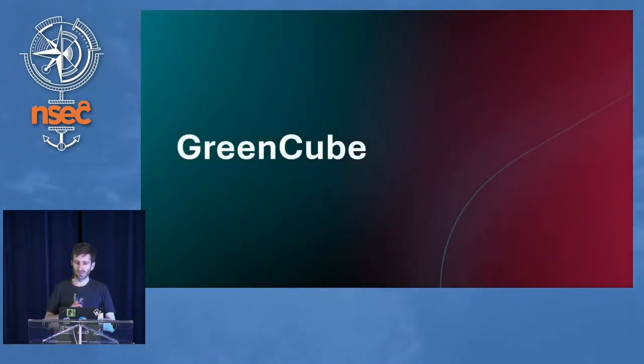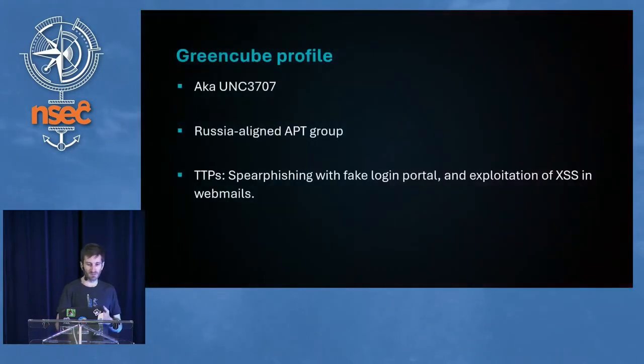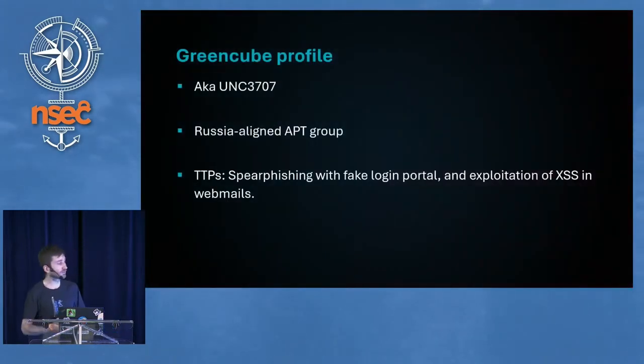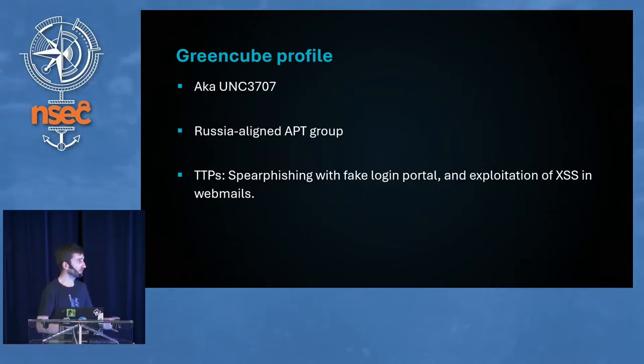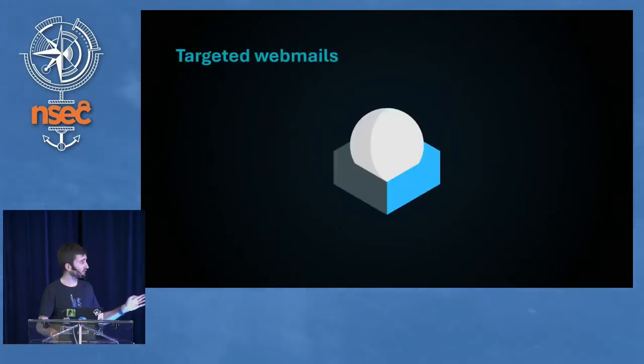So the last group that we have seen exploiting vulnerabilities in webmails, we call them GreenCube. They're also known as UNC3707, and it's a Russia-aligned APT group. This group is way more basic. They mostly do spear phishing, like creating fake login portals for cloud mail services, or also institution portals, and they also exploit XSS in webmails. Actually, only in one webmail, RuneCube.